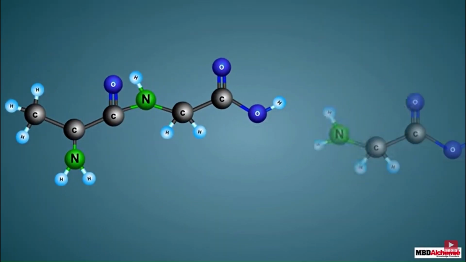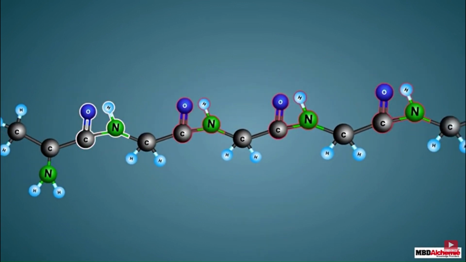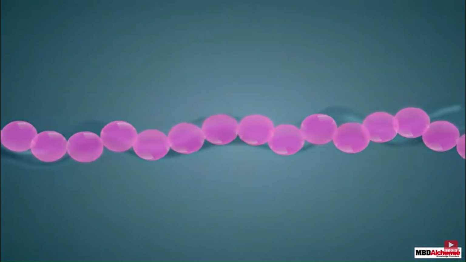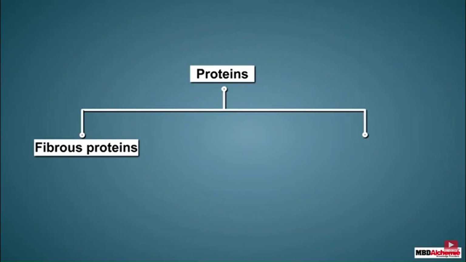Proteins are formed when a large number of amino acids bond together through peptide bond. Depending upon the molecular shape of proteins, they can be classified as fibrous proteins and globular proteins. Let us study about them one by one.